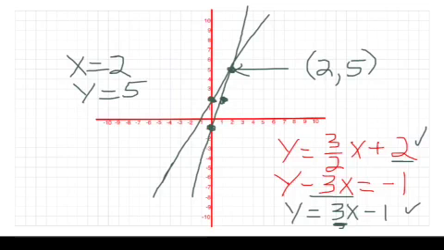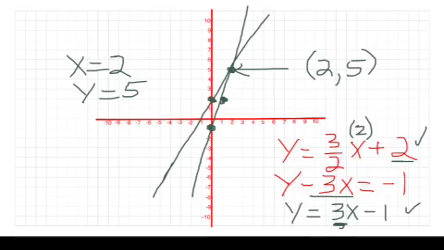You could check these by substituting them in. If you do 3 halves and you put in 2 right here, 3 halves times 2 is 3, and then 3 plus 2 equals 5, which it's supposed to. And then at the bottom we can do negative 3 times 2, which is negative 6, and then we're putting in 5 for y. 5 minus 6 is equal to negative 1, so they both check out.